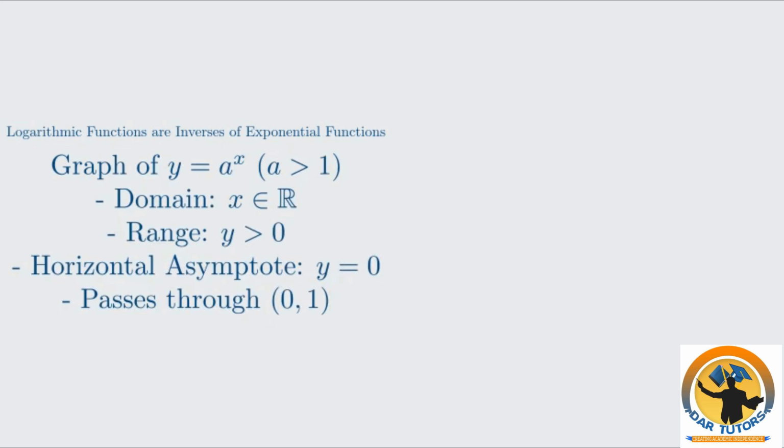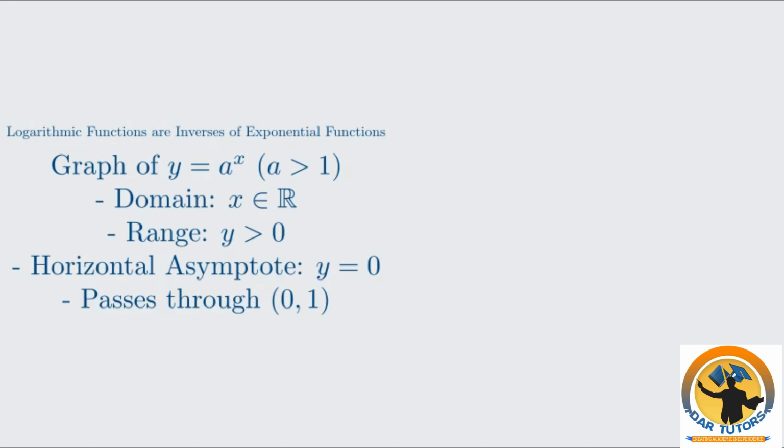Our third objective is to understand and graph logarithmic functions. We'll start by looking at the relationship between exponential and logarithmic functions. Remember that a logarithmic function is the inverse of an exponential function. This means their graphs are reflections of each other across the line y equals x. Let's consider the general exponential function f of x equals a to the x, where a is greater than 1. This function has a domain of all real numbers, a range of all positive numbers, and a horizontal asymptote at y equals 0. It always passes through the point (0, 1).